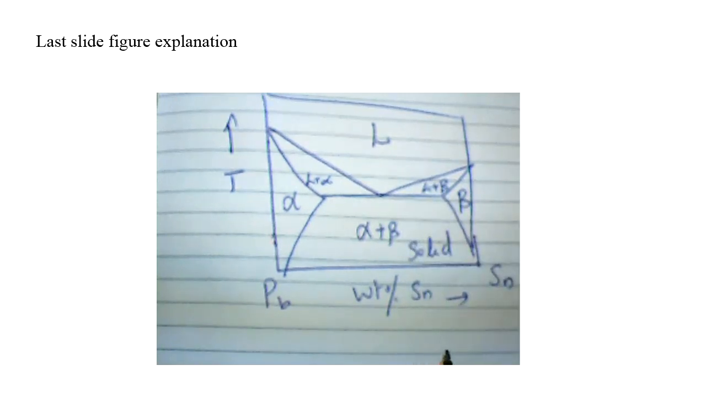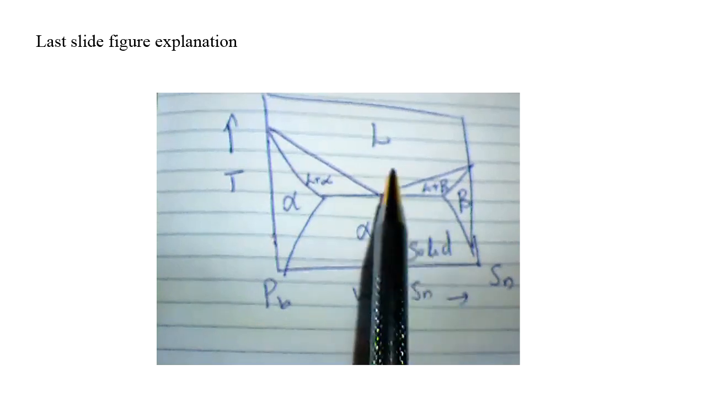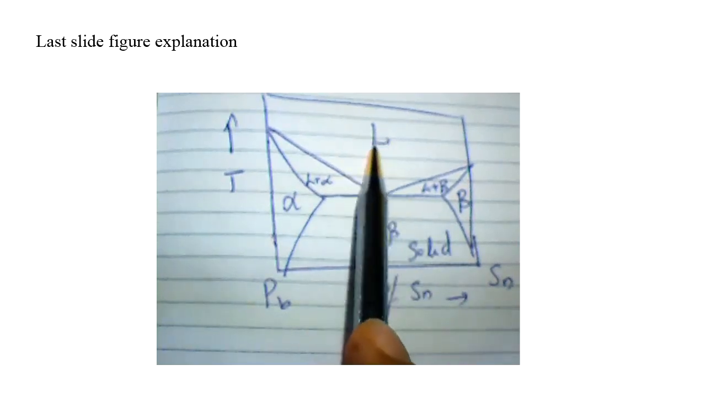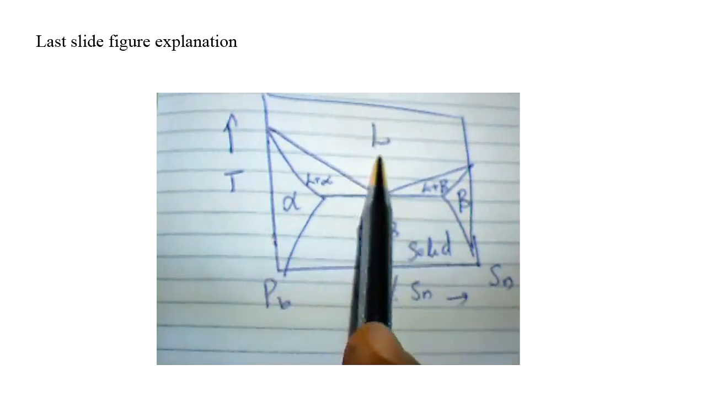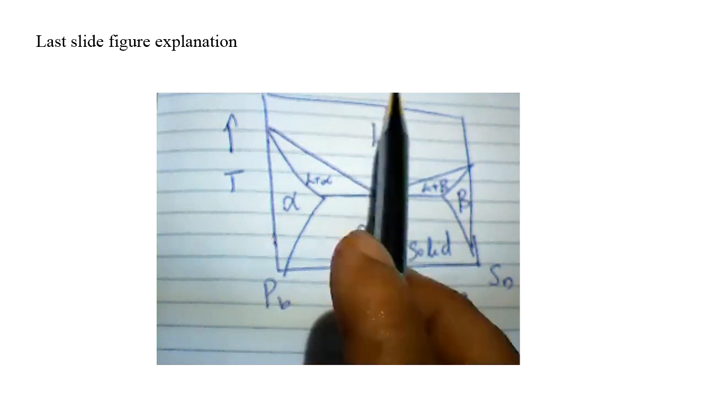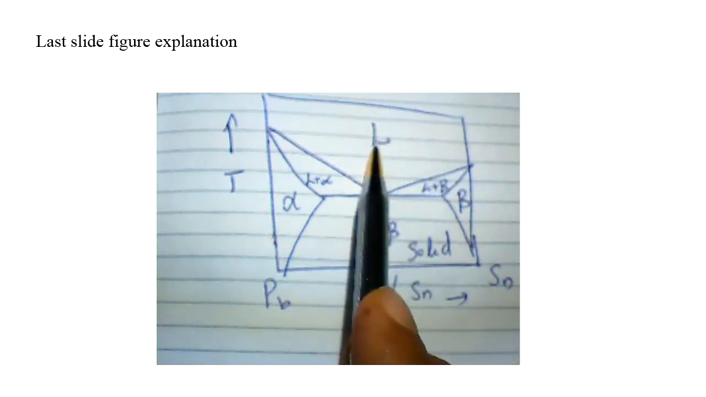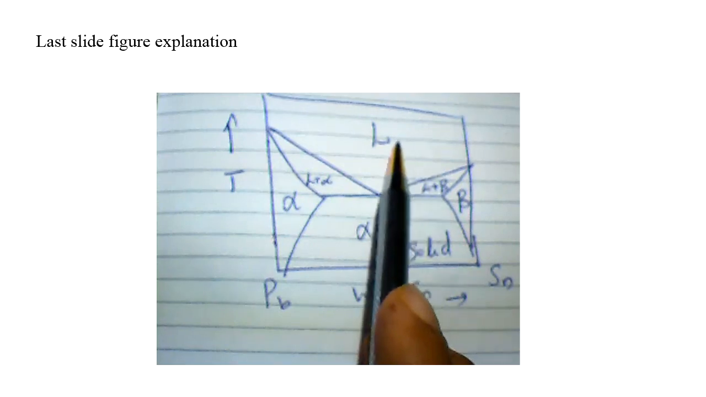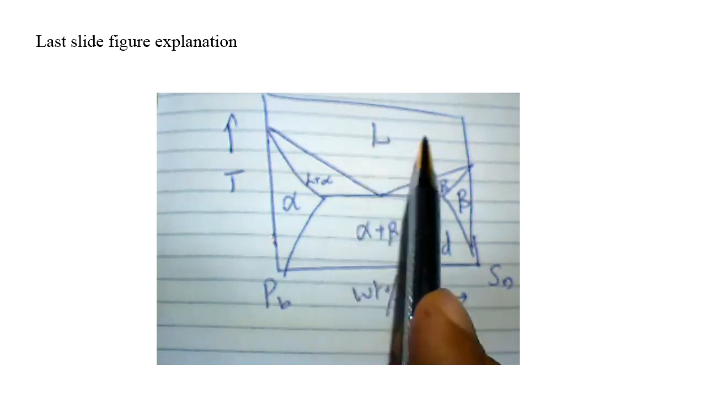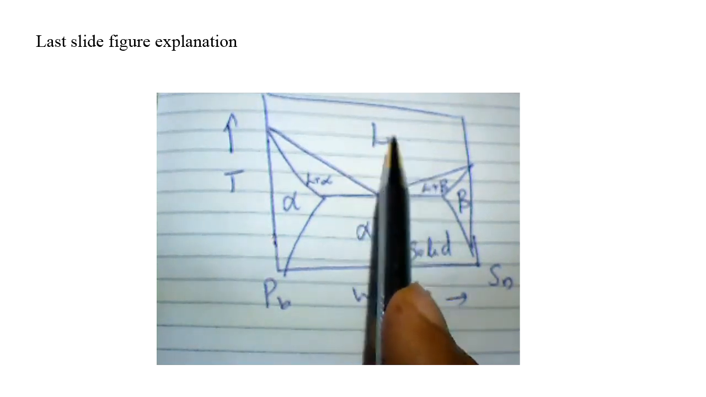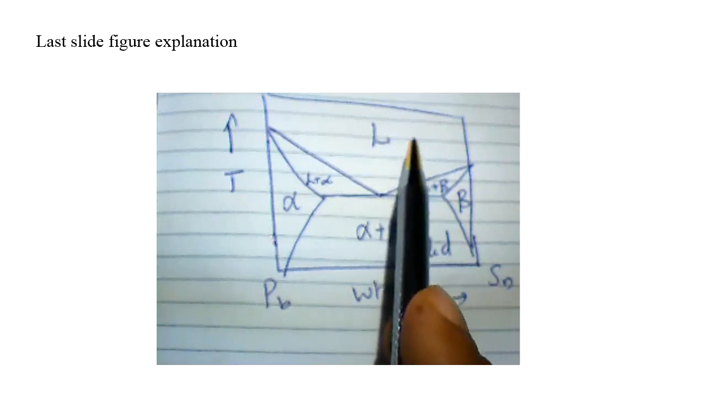So in the last slide we described three cases. One is the single phase liquid. So that is this one, this top portion. In this case we find out the degrees of freedom: the composition variable is only Cl, and there is another variable, temperature. So there are two variables and degrees of freedom is 2.